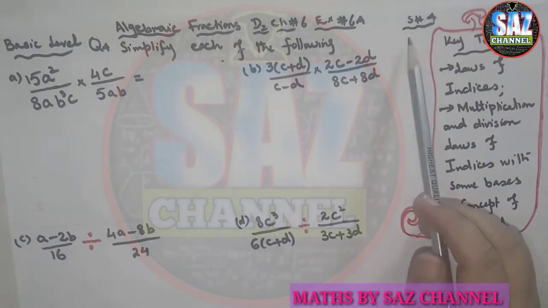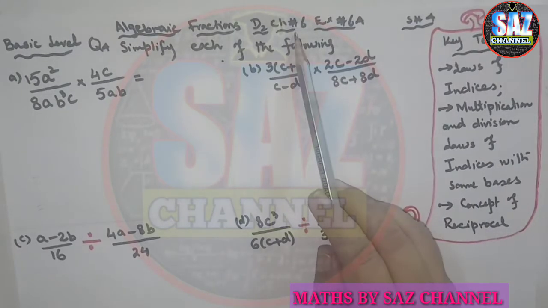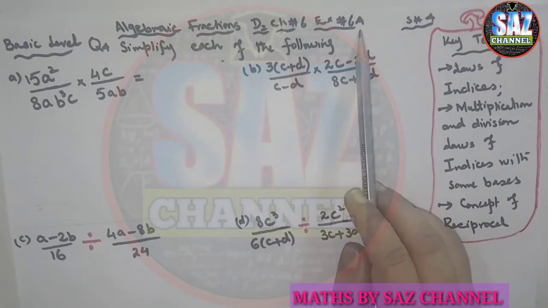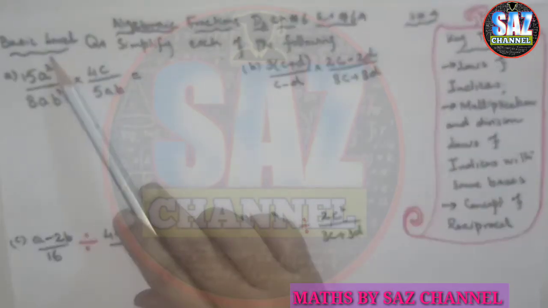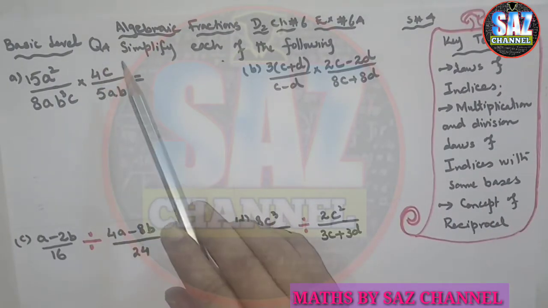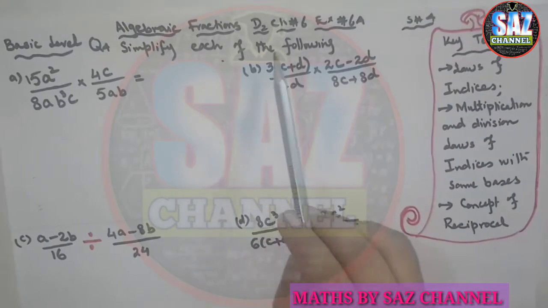This is my fourth lesson of D2 chapter number 6 exercise 6A, that is about algebraic fractions. In this lesson I will solve basic level question number 4 that says simplify each of the following.